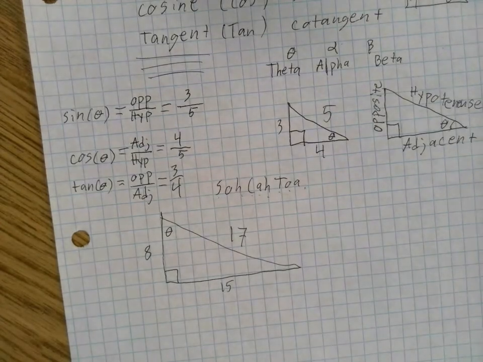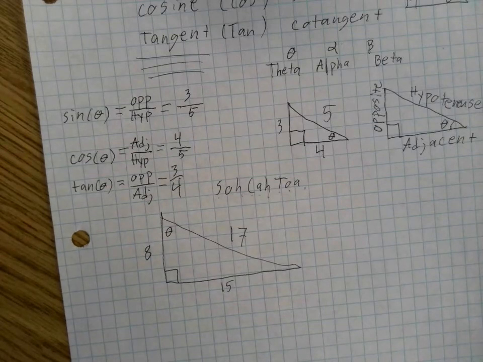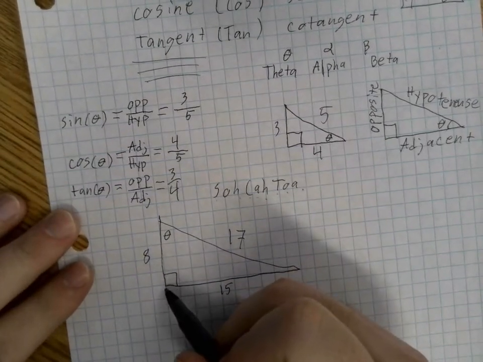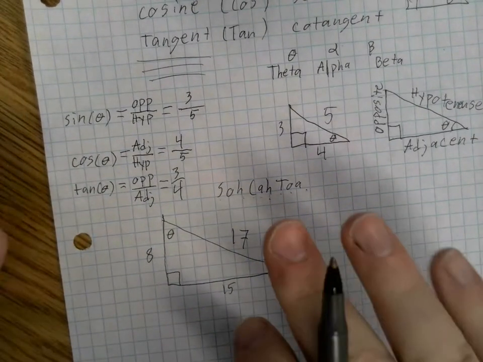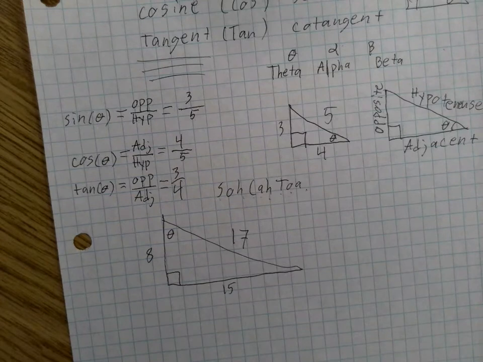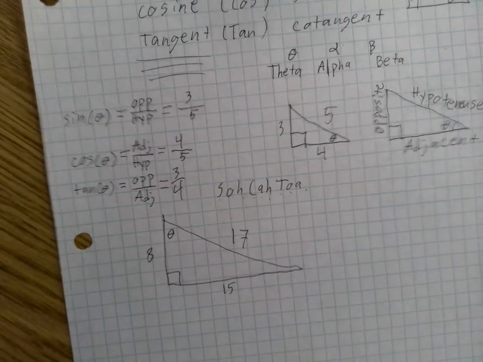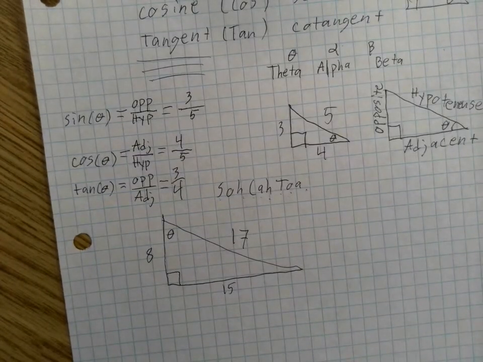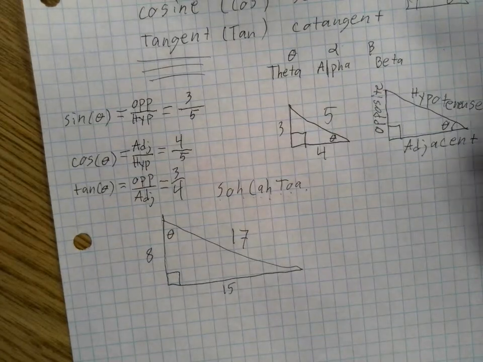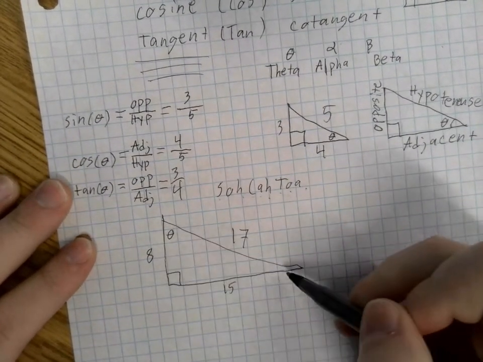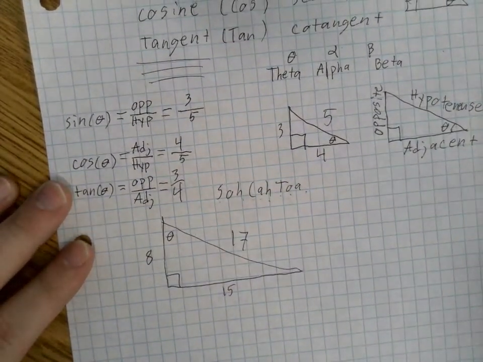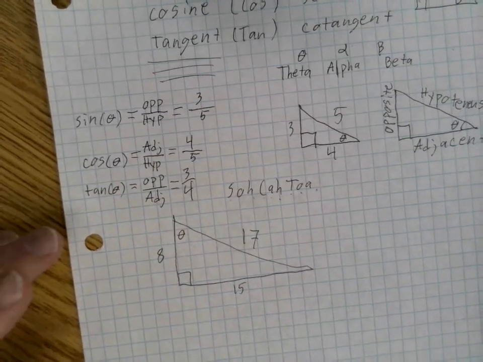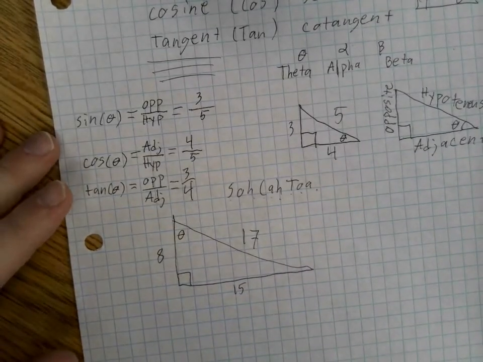Now, I will say this though. The reference angle will never, ever be the 90-degree angle. Ever. So, never use the 90-degree angle as your reference angle. The angle you want is either going to be this one or this one. It's going to be one of the two acute angles, one of the angles that looks less than 90 degrees.